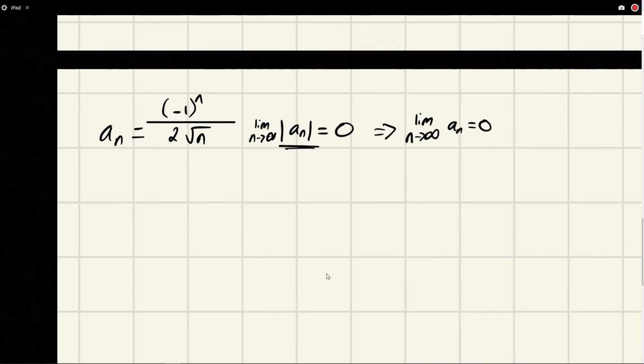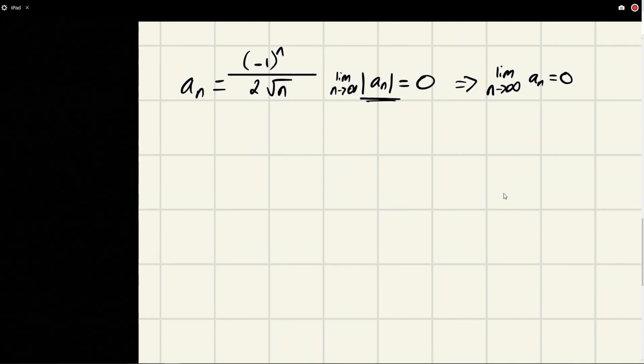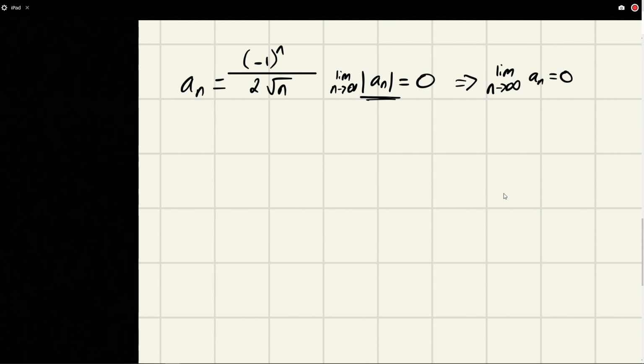And what's nice about this is there's an absolute value, which gets rid of the oscillating sequence for us. And so we're going to go ahead and do that. So let's take a look at this thing. We say, okay, well, first we apply absolute value. If we do this, absolute value at the top, negative goes away.